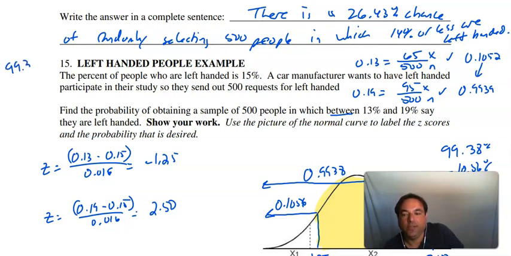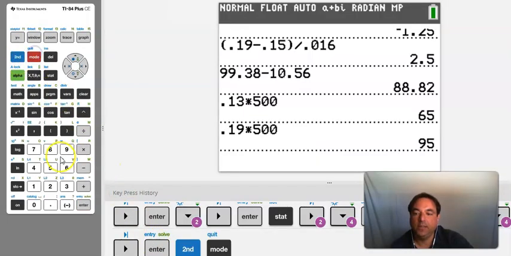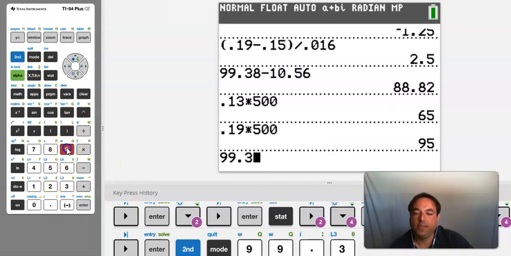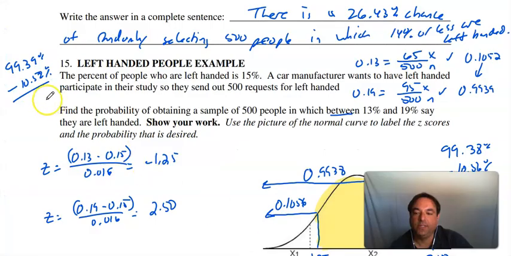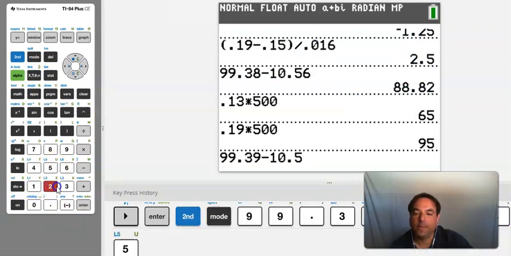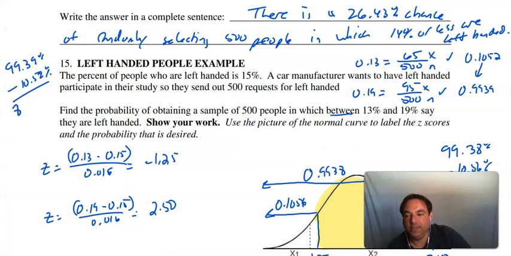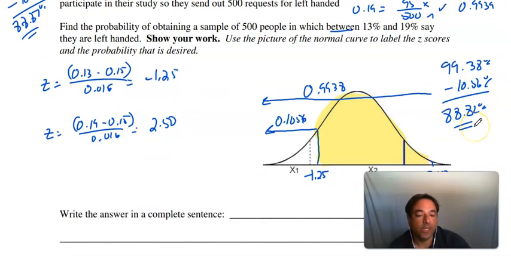And then we would take these two numbers and subtract. So 0.9939 minus 0.1052. Put that in the calculator, and you get 0.8887, or 88.87%, which is very close to what we got, 88.82%. So that's one way to check it.